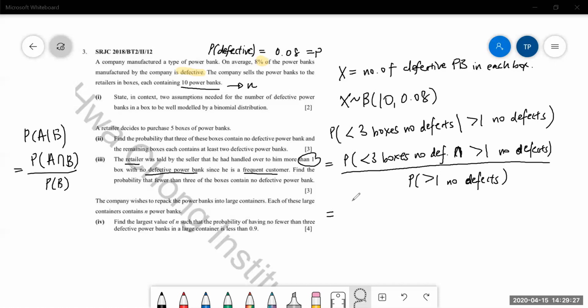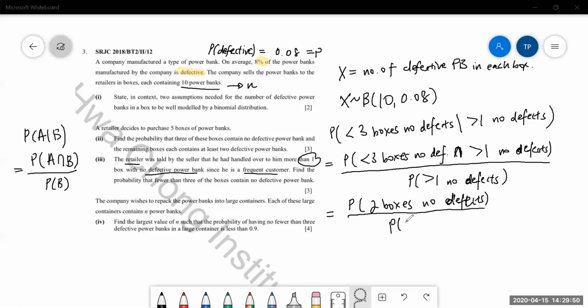Okay. So, in that case, I want to find more than one no defects and less than 3 boxes. No defects means I want to find 2 boxes only. The intersection will be 2 boxes with no defects, alright? Yeah, it's always like that. You have to understand what is the gray area.